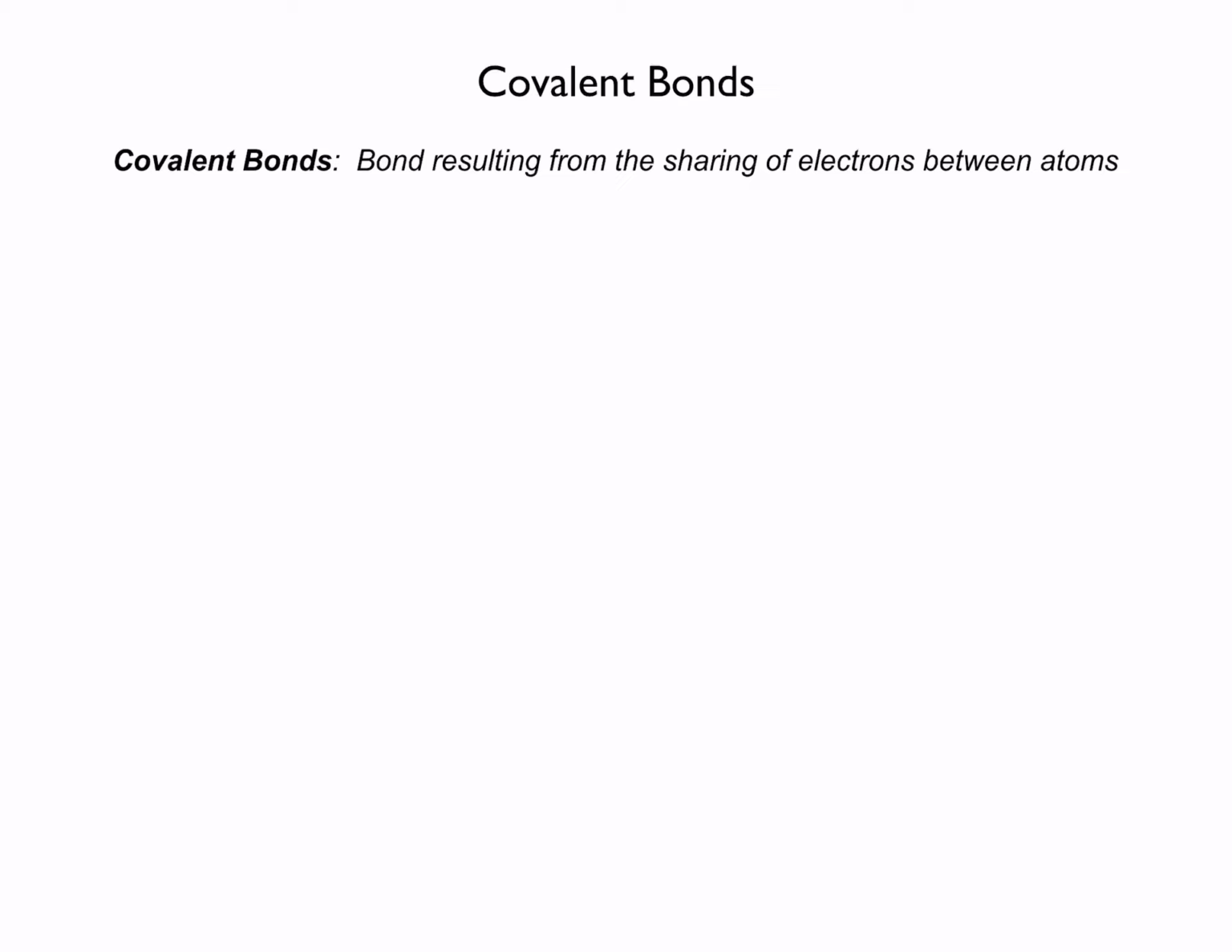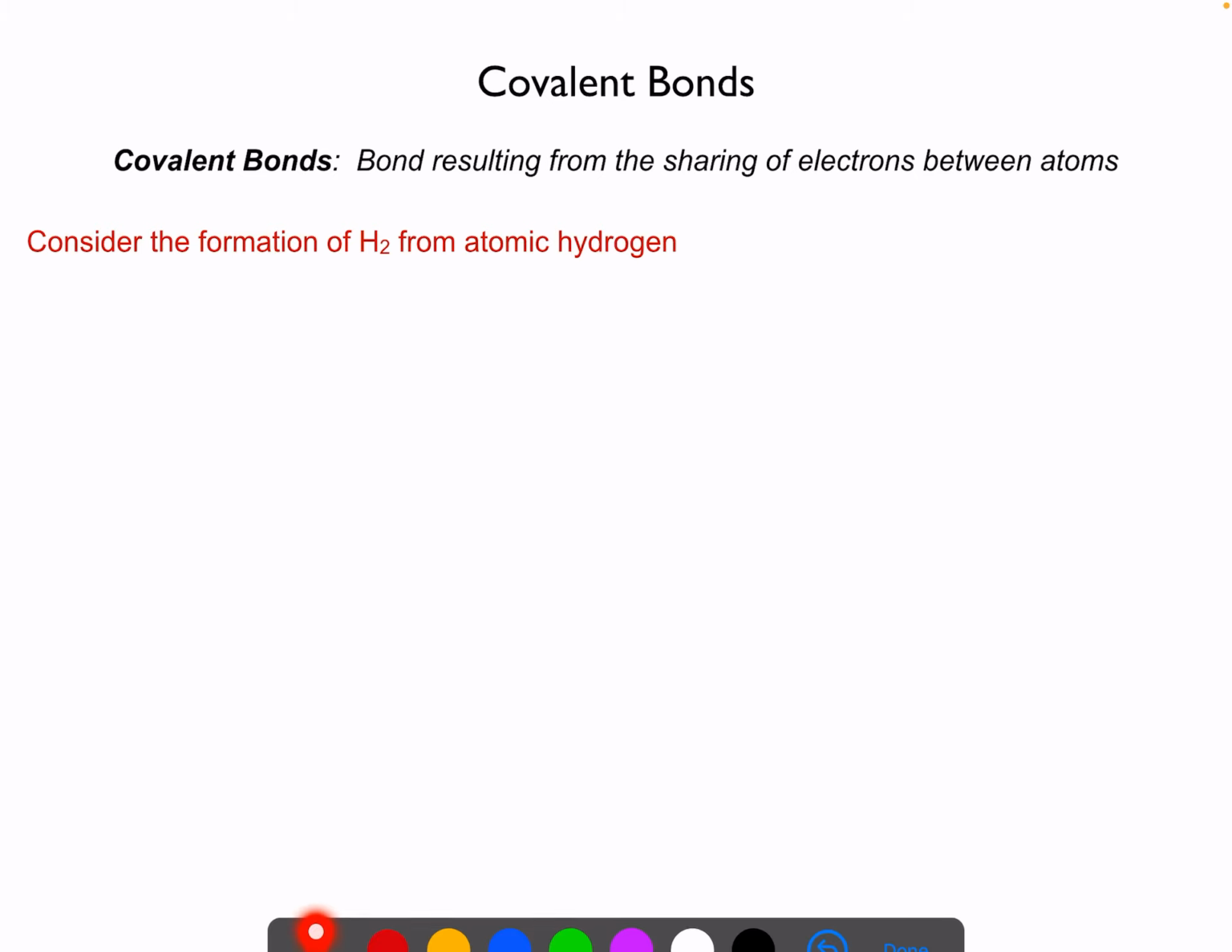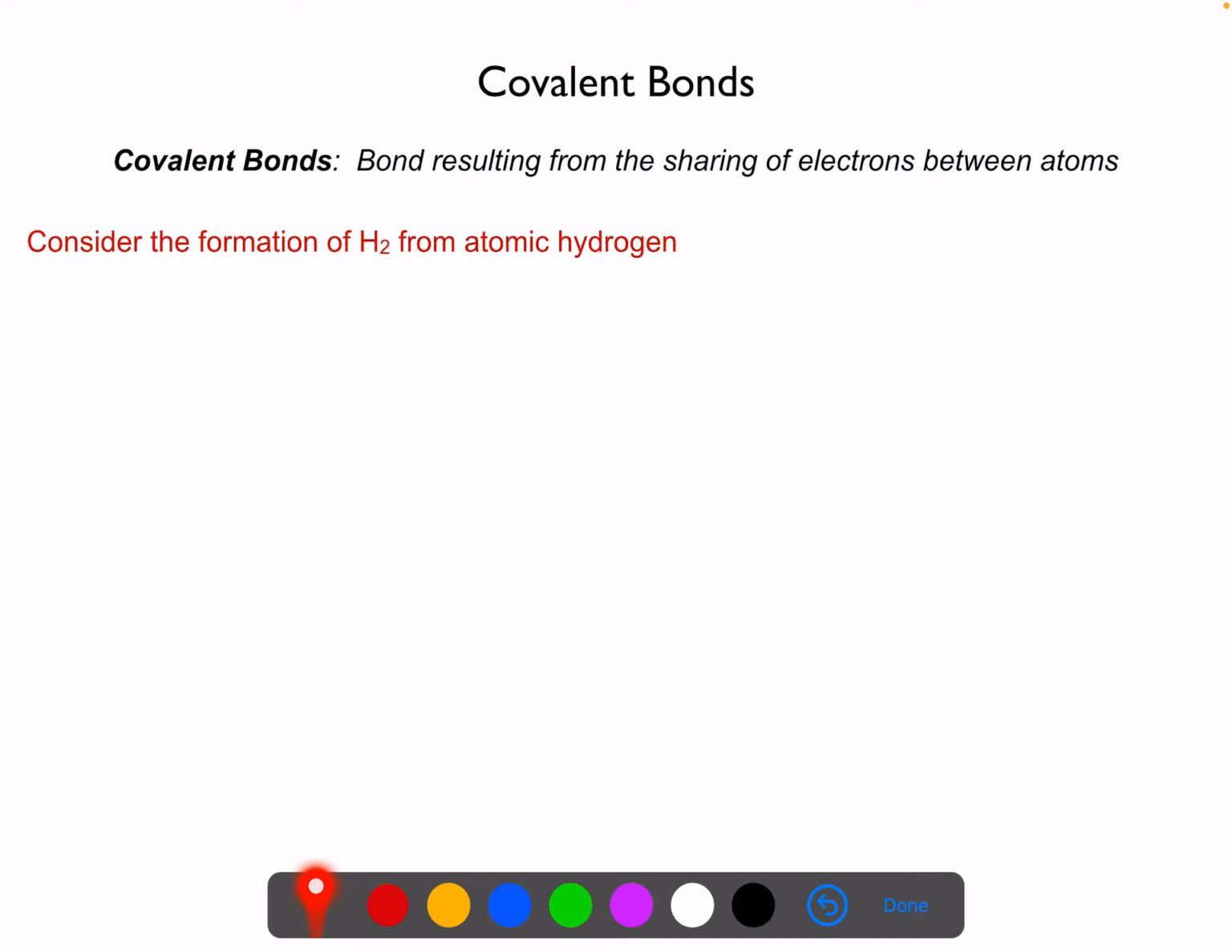So this lecture is going to go over the fundamentals of covalent bonding. Recall a covalent bond is a bond that's resulting from the sharing of electrons between atoms. This happens when two atoms share a pair of electrons between them. We can consider, for example, the simplest molecule, H2, made of two hydrogen atoms.